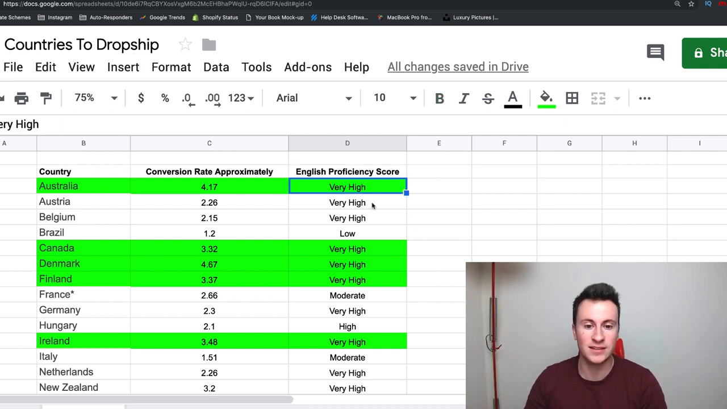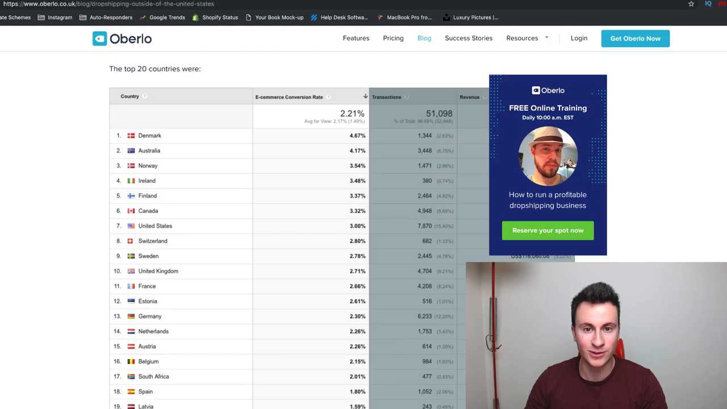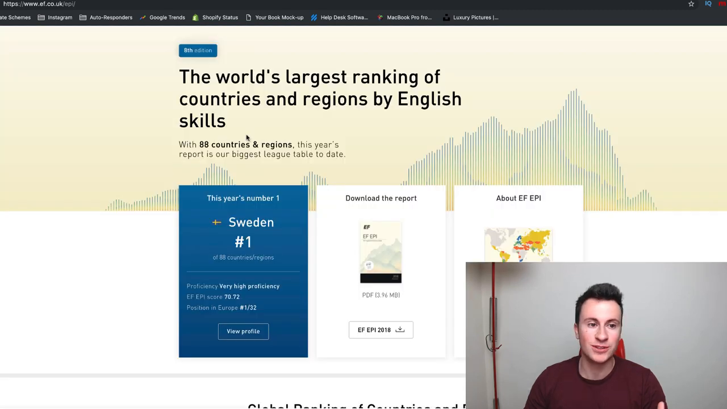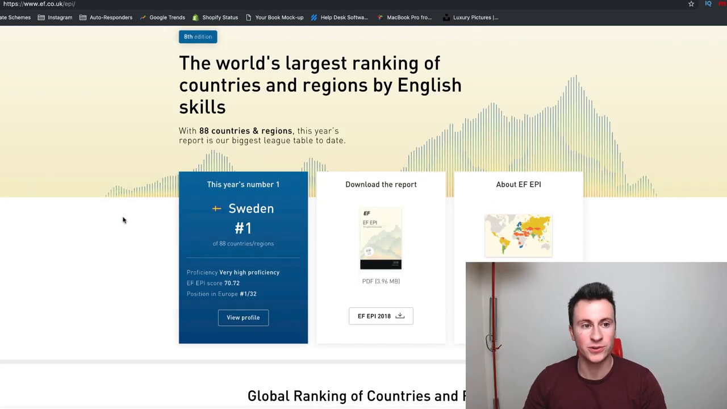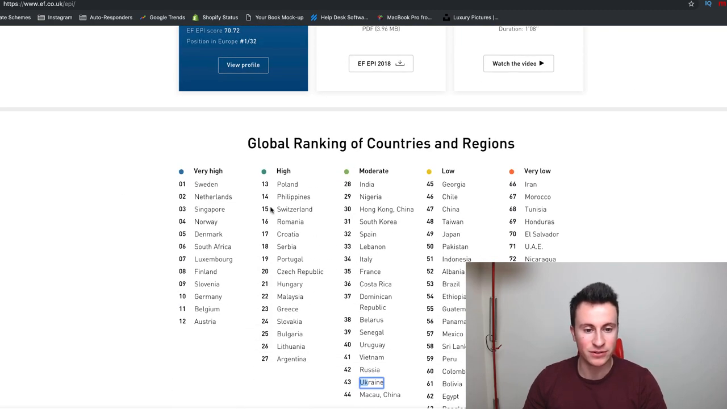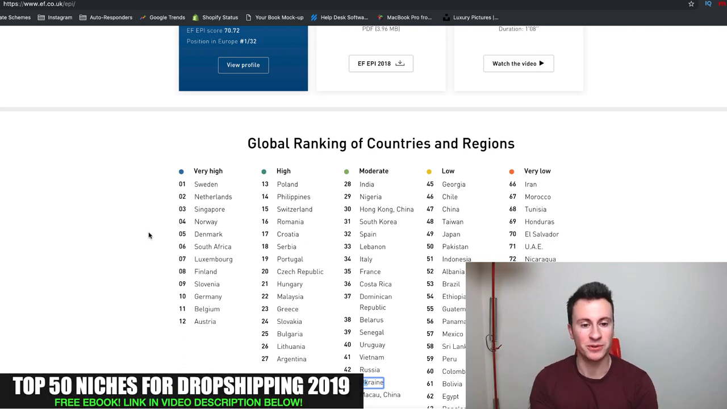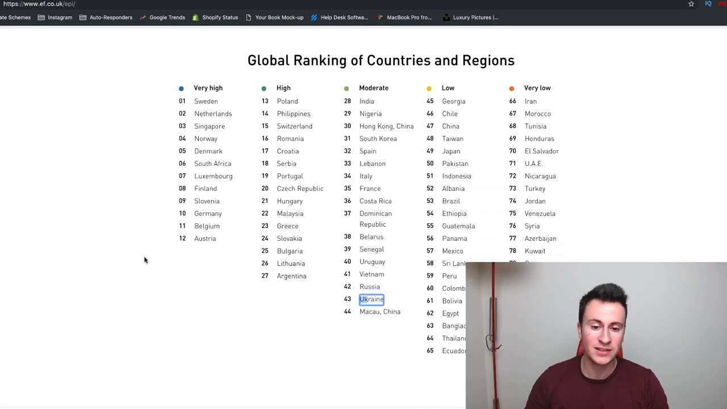And again, to get this rating, I used... Is it not this website? Where are we? I've got tons of tabs open. It was this website here. So it's kind of like the official EPI rating. And as you can see, it gives every country its own category, whether it's very high, moderate, low, very low. So this is where I got it from.